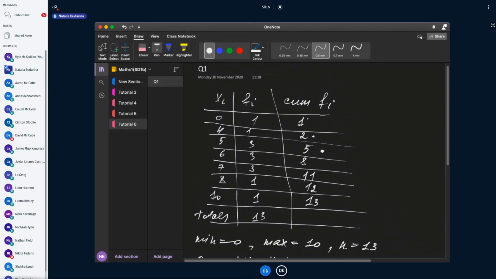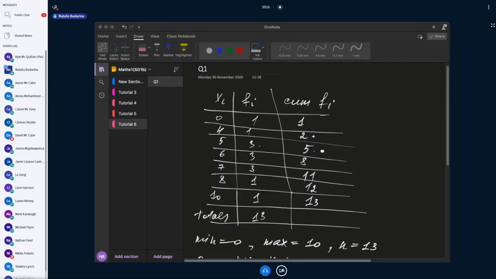Then when you go to the second row, the frequency at the current step is 1, and the previous row is 1. 1 plus 1 is 2. Then you go to the next, where the number is 5. The frequency of the current step is 3, and the accumulated frequency in the row below is 2. So 2 plus 3 is 5, and so on. It's all frequency up to the current step plus the frequency of the current step. So you accumulate them, you add them together.